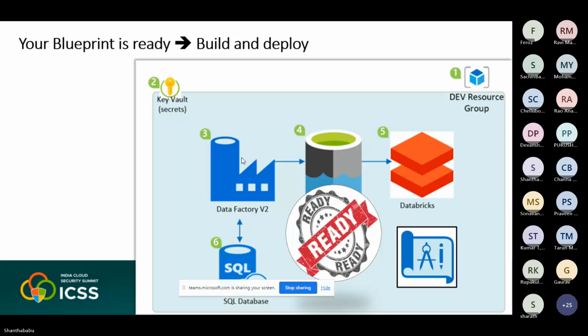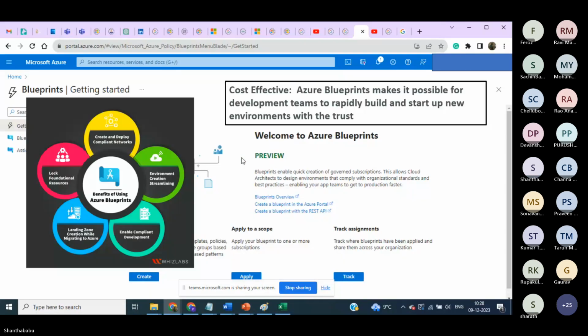Here, majorly, we have a controlled way of accessing the resource group. That's a very important thing, so that the resources cannot be easily accessed from outside. This is the benefit of using the blueprint. We have discussed many things so far, but cost effectiveness, of course, is very important when we're building any product.